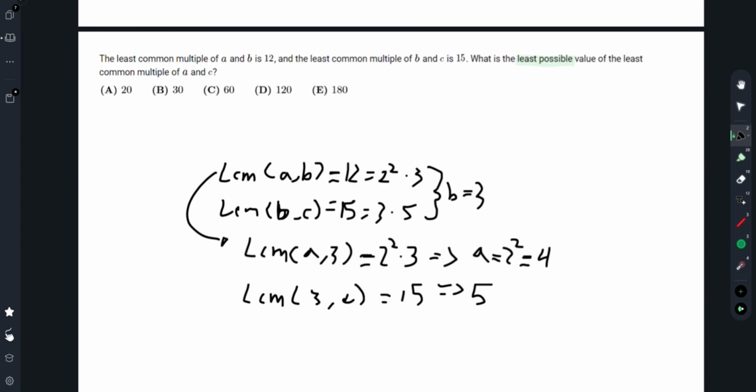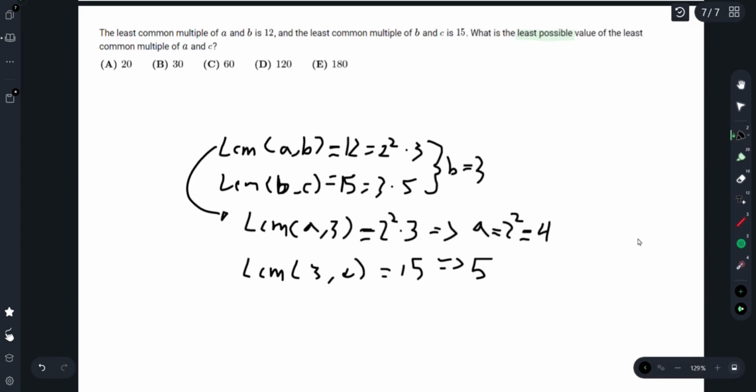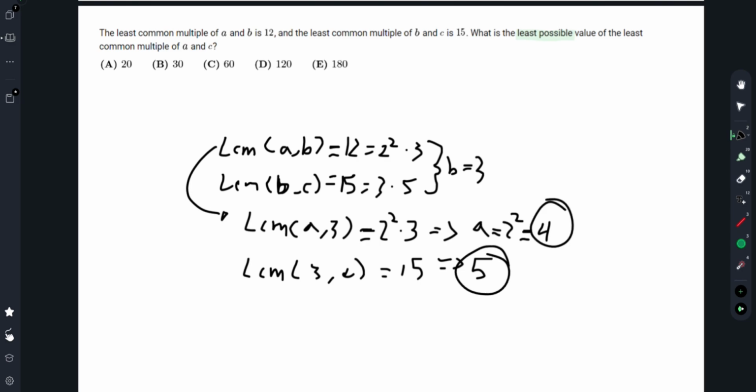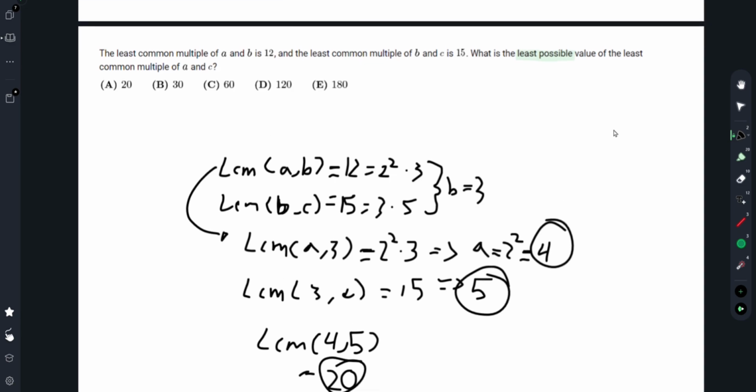Now we're trying to find the least common multiple of A and C. Well, the value of A is 4 and the value of C is 5. So the LCM of 4 and 5 is just equal to 20. So this would lead us to answer choice A. The least common multiple of A and C is 20.